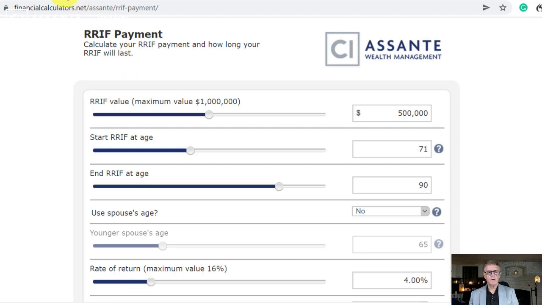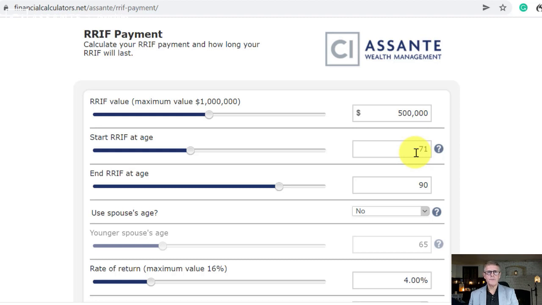So this calculator allows you to take a look at various payment amounts from your registered retirement income fund and give you an idea of how long your money will last based on different dollar amounts and assumptions around return from the portfolio. So let's look at each of the fields. The first one is portfolio value, and you can see here we put in a value of $500,000 just for illustration purposes. Now, when are we going to start the RRIF? Well, we have age 71 there.